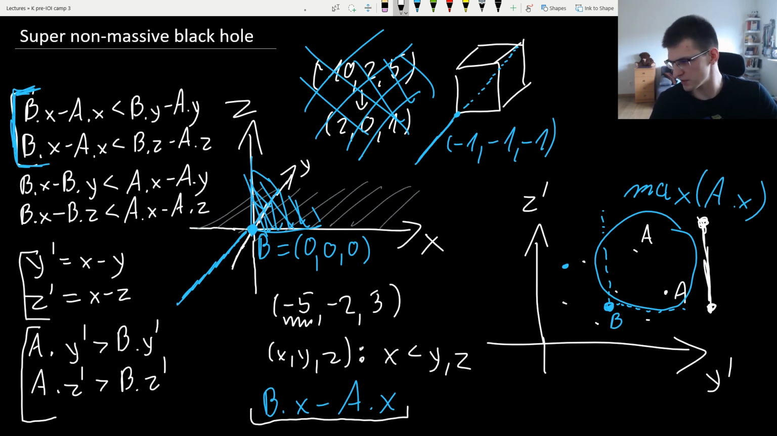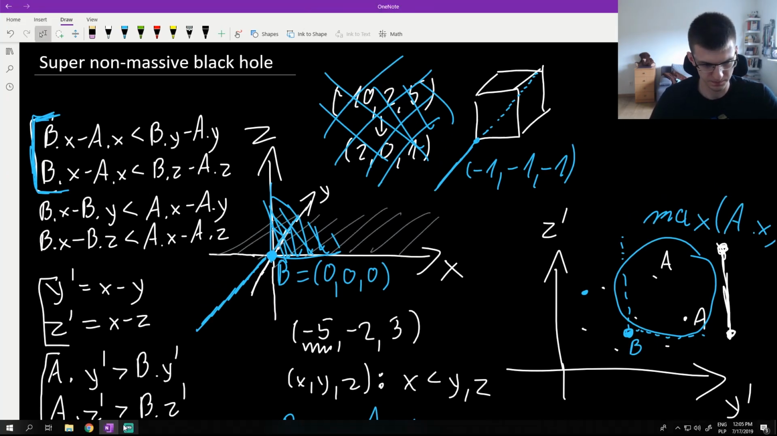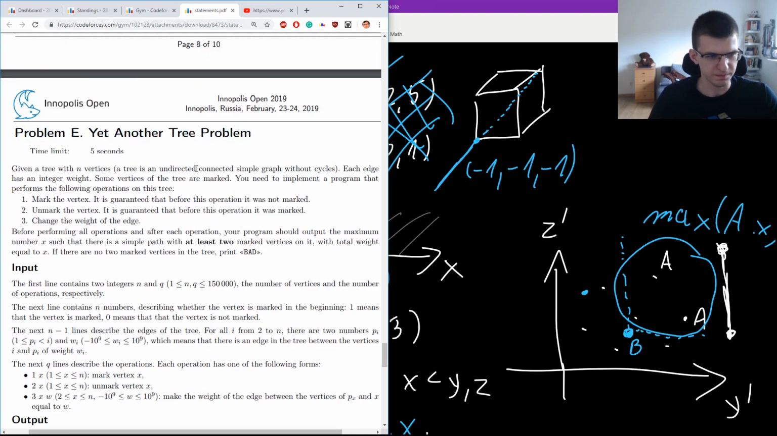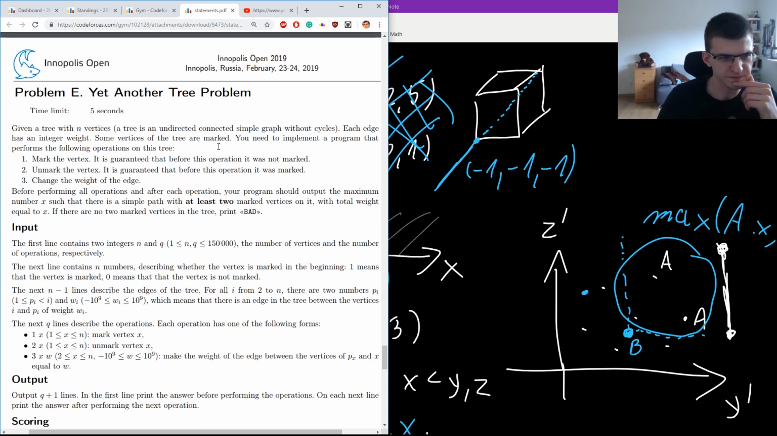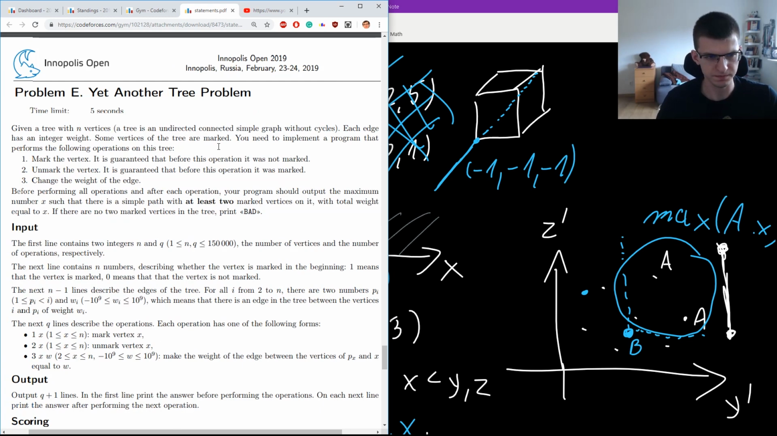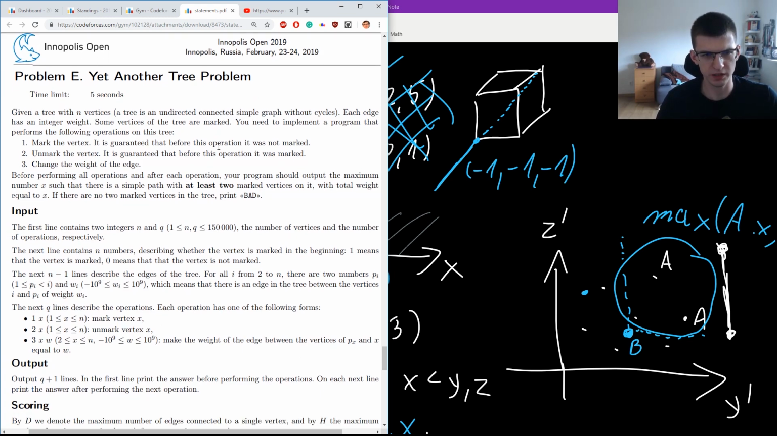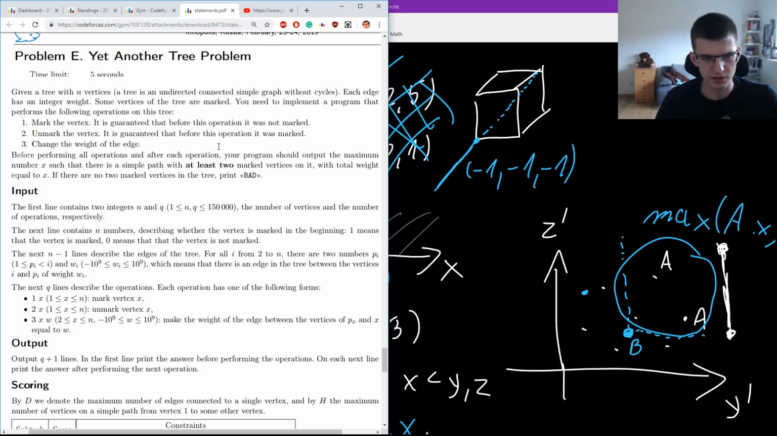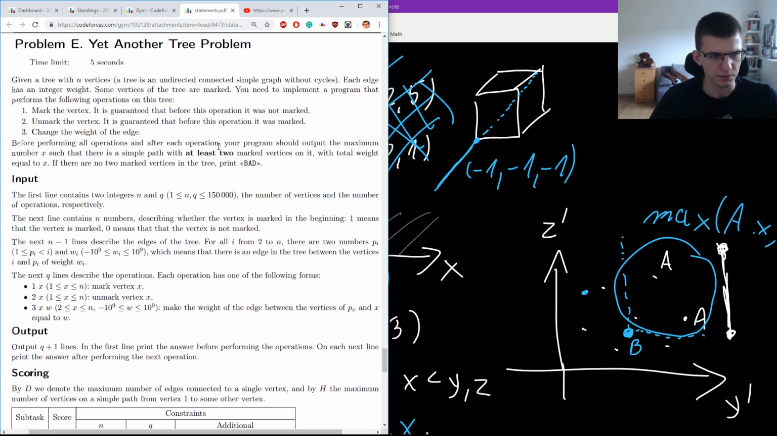And the last problem is, what is it? I will open it here. Yet another tree problem. There is a tree. Edges are weighted. They have weights or lengths. Some vertices of the tree are marked. The queries are: mark a vertex, and change the weight of an edge. After each operation, your program should output the maximum number x such that there is a simple path with at least 2 marked vertices on it with total weight equal to x.